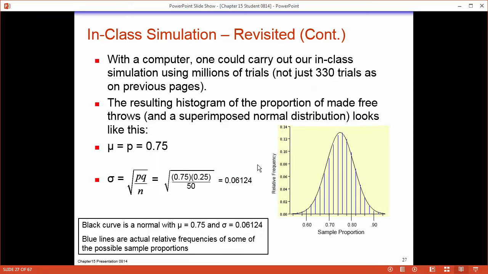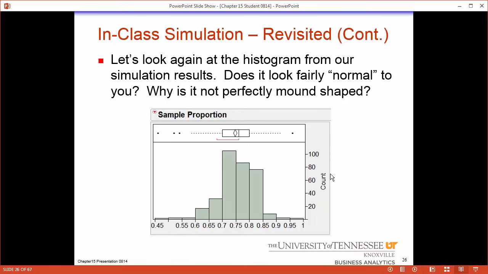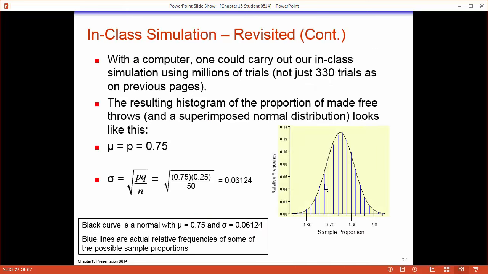So here we see all the math, and I did part of it before. We see the square root of p times q over n, and we see the mean of 0.75. This is our theoretical, kind of what we would expect. It's the normal model right here. And the relative frequency. No longer do we have a count like we did on the previous model. This would be just a frequency. And then over here we have the relative frequency, which is in percentages.